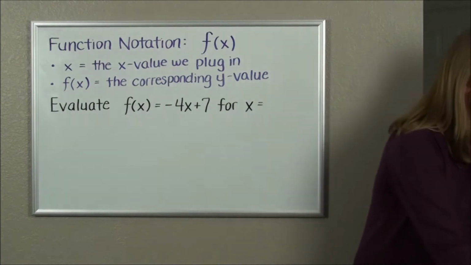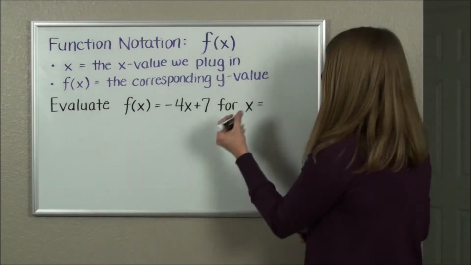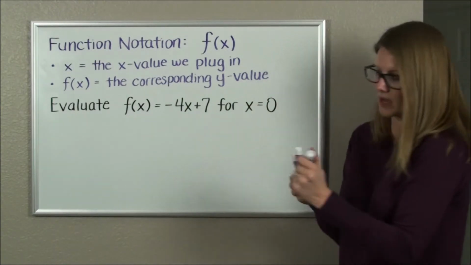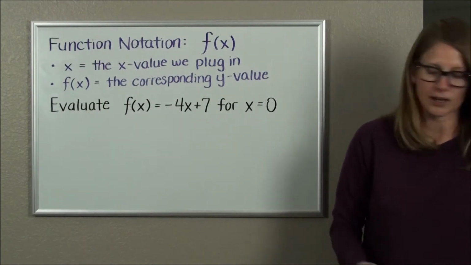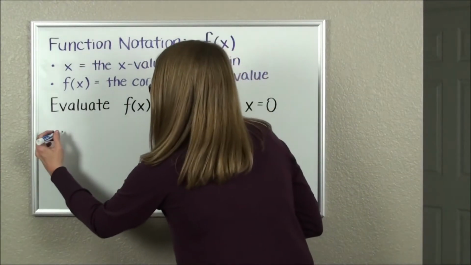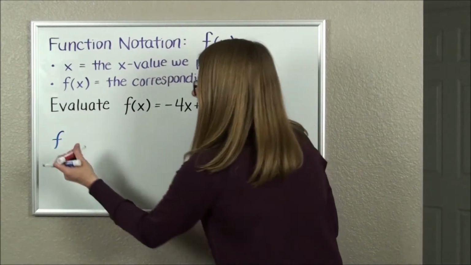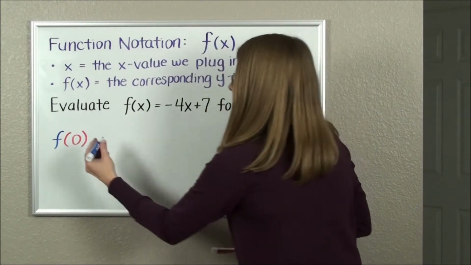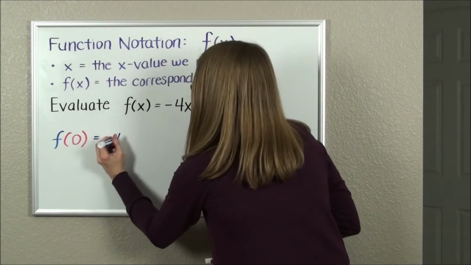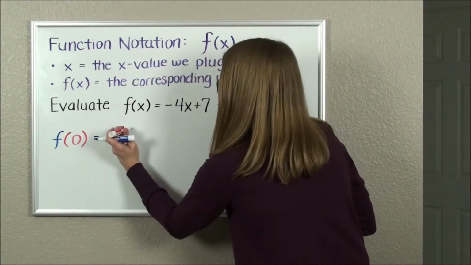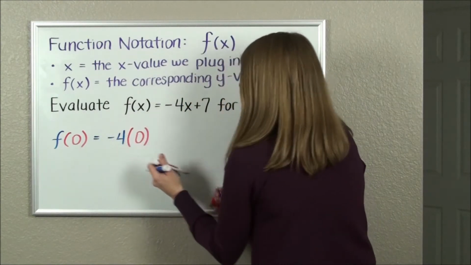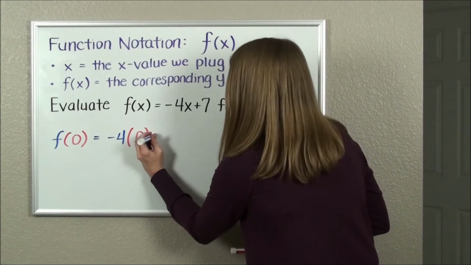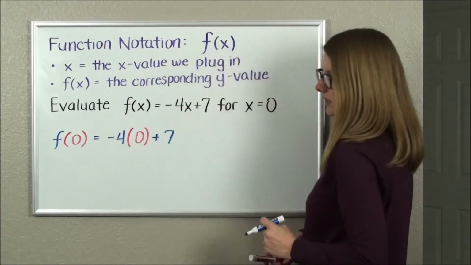So this time let's try an x value of 0. Again, we are plugging and chugging. So we're going to look at f of 0 equals negative 4 times 0 plus 7. So everywhere there was an x, I put a 0 instead.